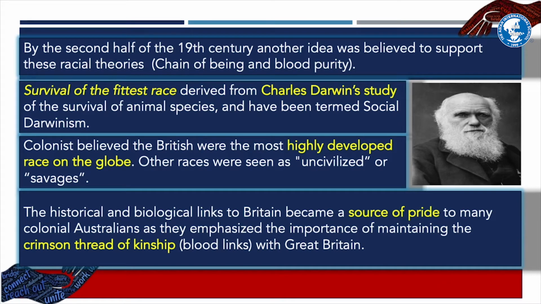The historical and biological links to Britain became a source of pride to many colonial Australians as they emphasized the importance of maintaining the crimson thread of kinship, or blood links, with Great Britain. So Australian colonists were so proud of their wealthy cities, their strong work ethic, growing colonial empire, and their naval and military power. So they really emphasized the importance of keeping the blood links with Great Britain.